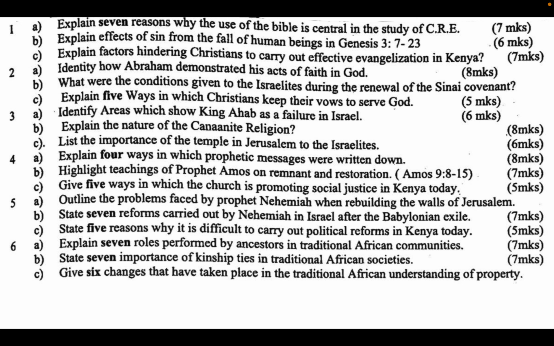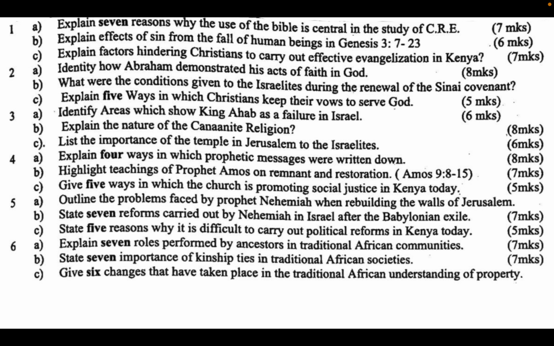Question 3a. Identify areas which show King Ahab as a failure in Israel. B. Explain the nature of the Canaanite religion. C. List the importance of the temple in Jerusalem to Israelites.